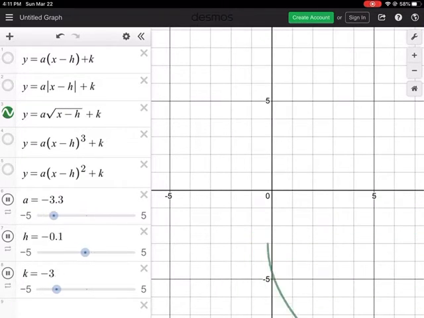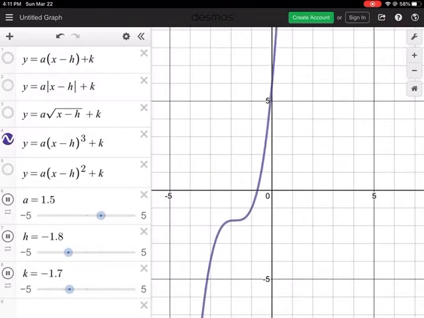And that one we're also going to figure out how to move up and down. We're going to figure out how to move it left and right. We're going to figure out how to make it steeper and not as steep and flip it upside down. And this one we can also flip sideways.